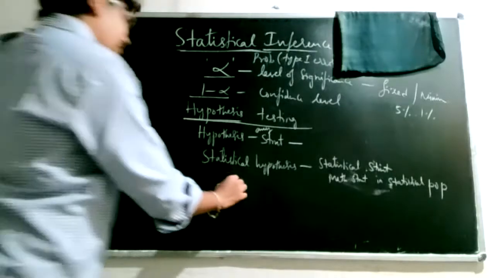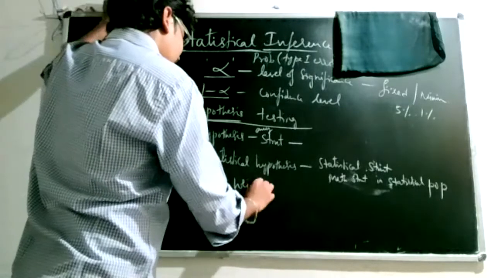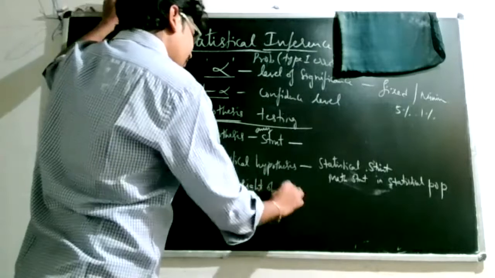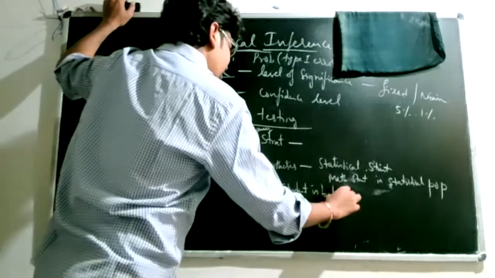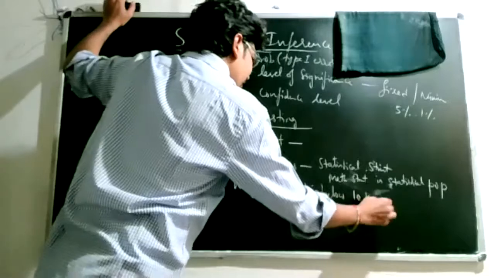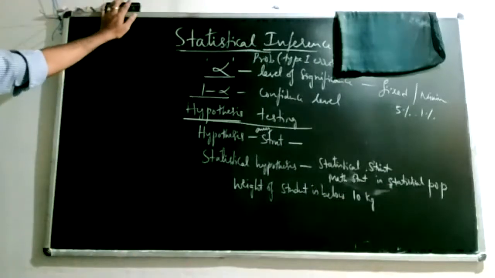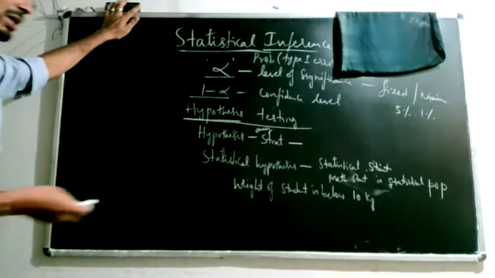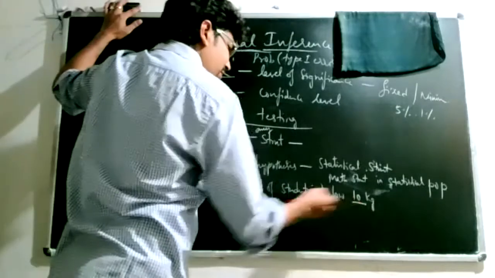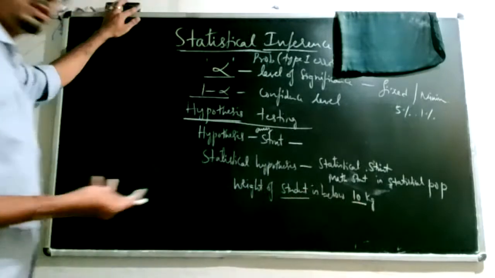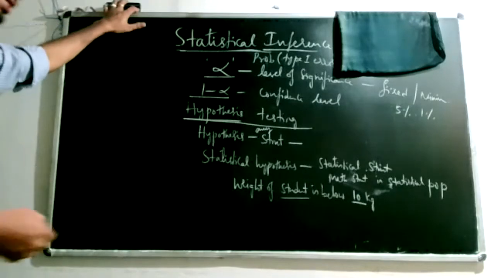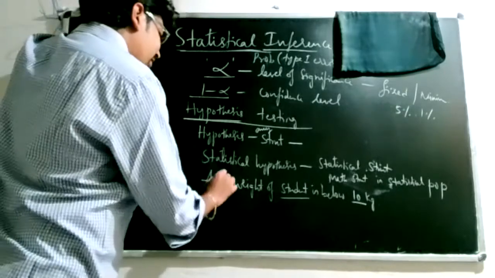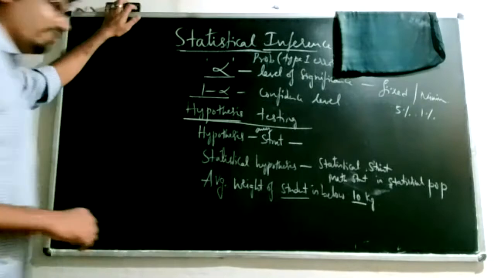Say, weight of a student is below 10 kg. So this is a statement, but here this is not a statistical statement because your concern is just about a particular kid, and statistics does not deal with individuals. So to make it a hypothesis, you can add the word average.